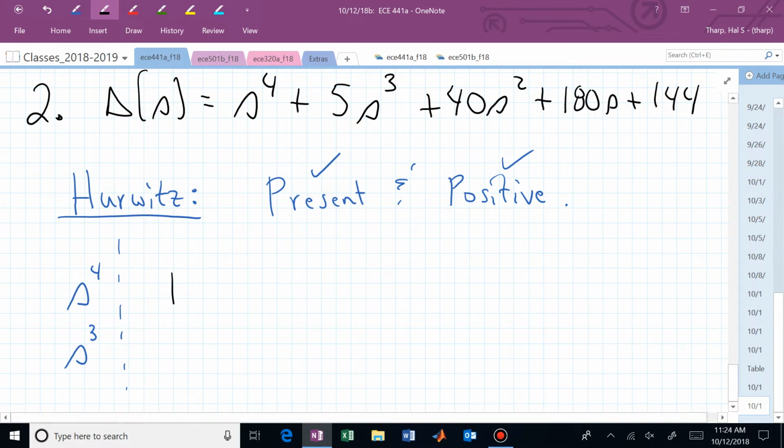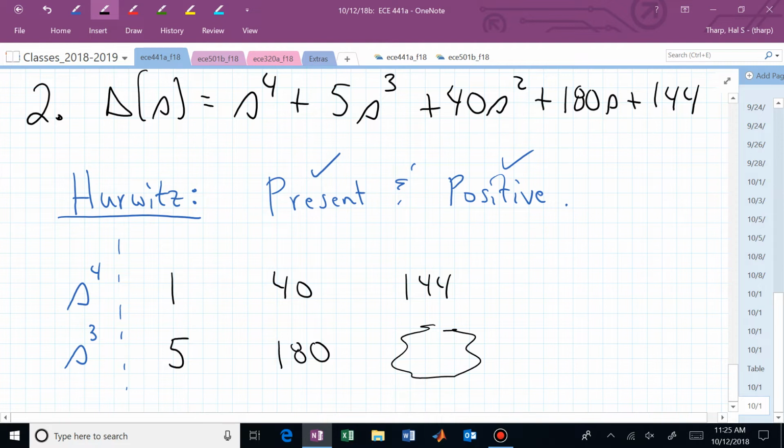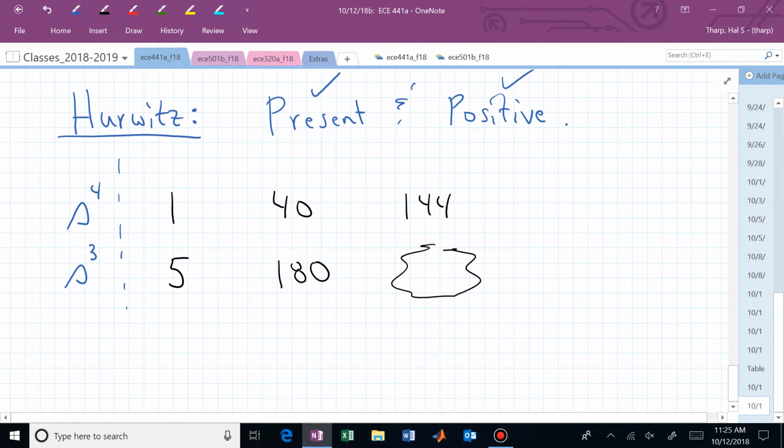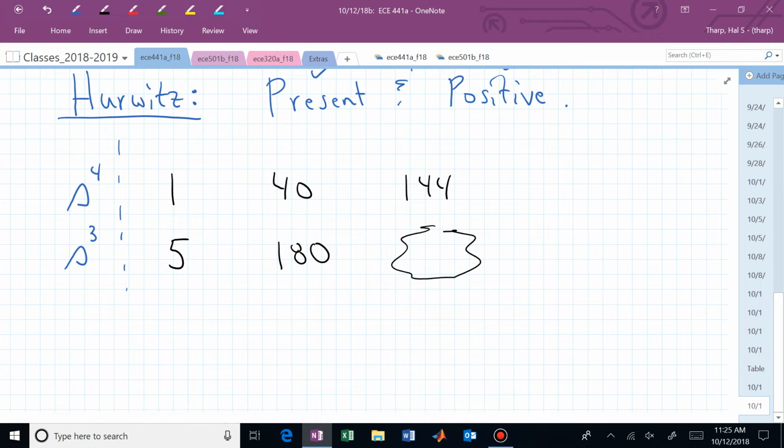I'll skip over s cubed, put in a 40, I'll skip over s, and I have a 144, and I'm now out of coefficients in the s to the fourth row. S cubed, I now say, oh, that's s cubed, so I'll pull down the coefficient of the s cubed power. Then I skip over s squared, and I have 180. I skip over the constant, and now I'm out of terms, so there now is an empty element that probably will be useful in the completion of the Routh array.